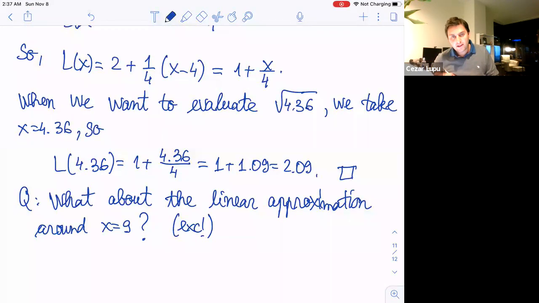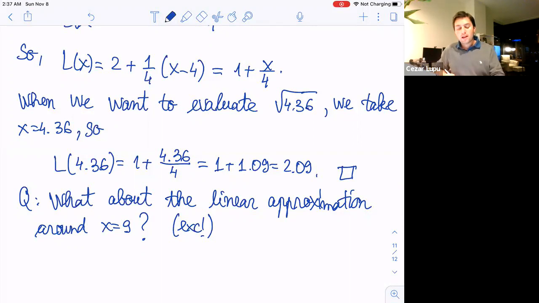And you will get that, we would like to compare the two linear approximations, and you will see that the linear approximation at x equals 4 is much better for the square root of 4.36 than the linear approximation at x equals 9. Anyway, you will see that. You can just check by a computer as well to see that.